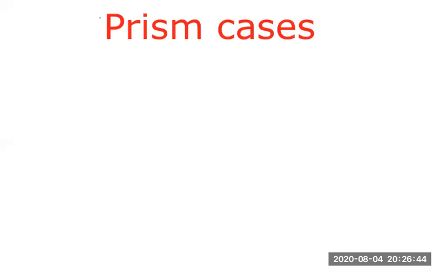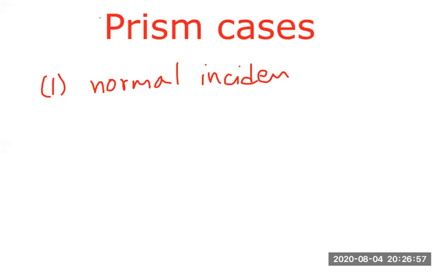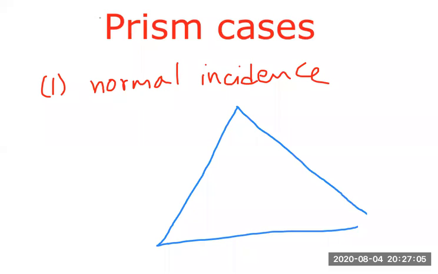Let us discuss prism cases. The first one is called normal incidence. Normal incidence means the ray is incident normal to the surface. That means it is coming directly like this. When it is incident on the normal itself, actually this is the normal, we are directly incident on the normal.